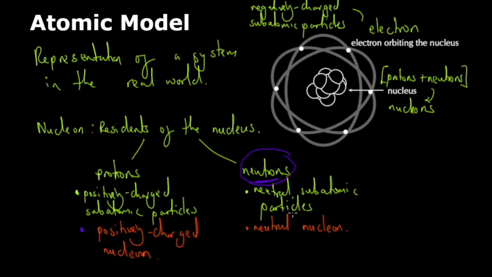Or neutral subatomic particles. Here they don't use this one, but this one is really good. So all these are called nucleons. Nucleon means residence of the nucleus. The nucleus is this big thing here, and it's very dense. This is just a model, but essentially it's very small compared to the orbitals.